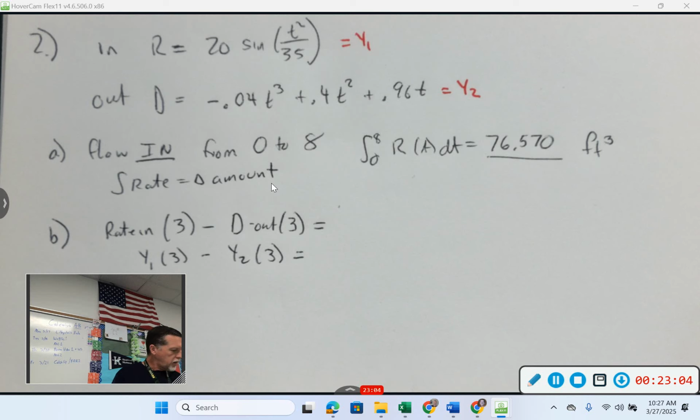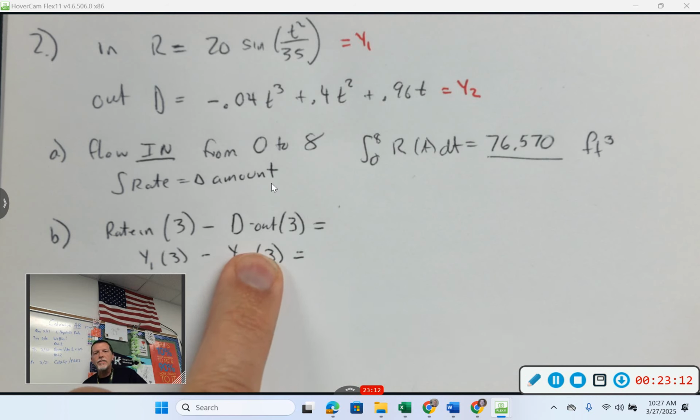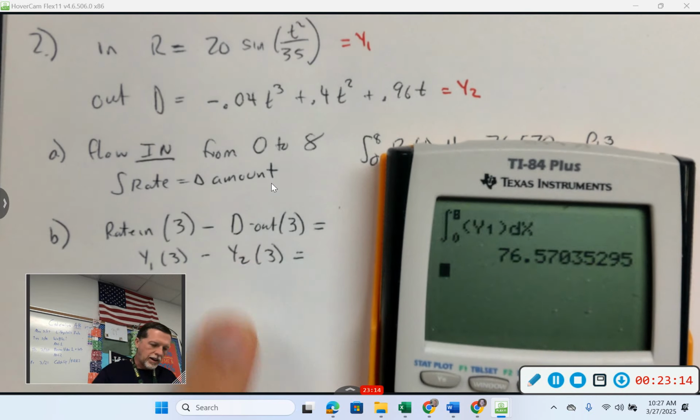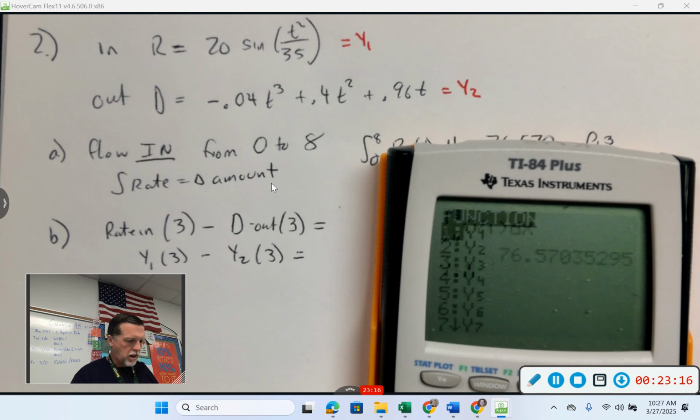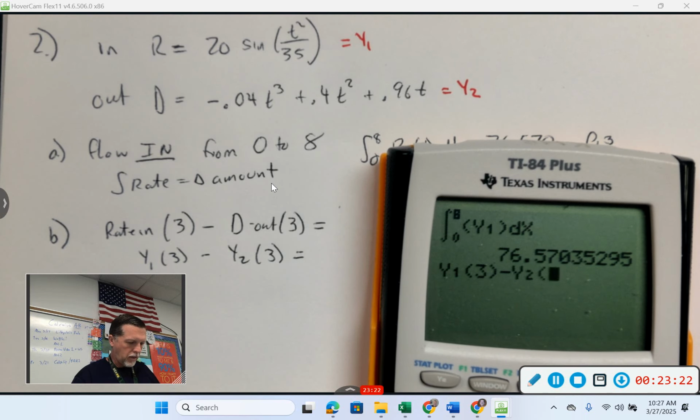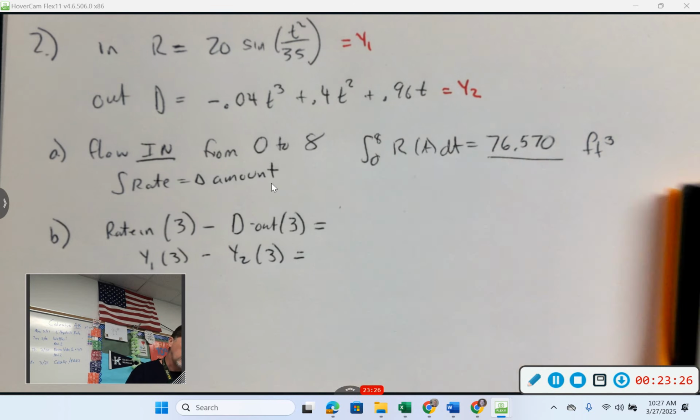Part B: is the amount of water in the pipe increasing or decreasing? So that's a rate question. Well, at time 3, there's a rate of the stuff flowing in and a rate of the stuff flowing out. So I need y1 at 3 minus y2 at 3, which is negative 0.314.